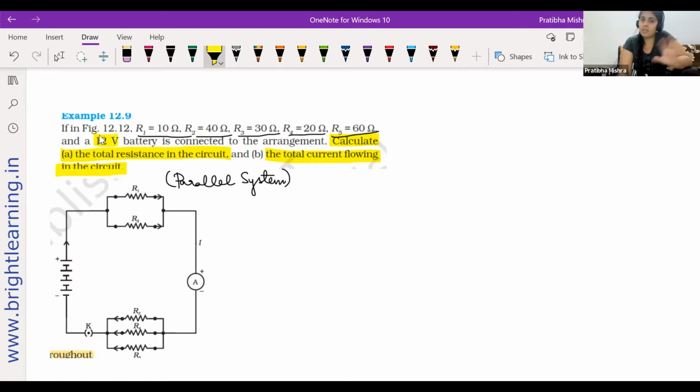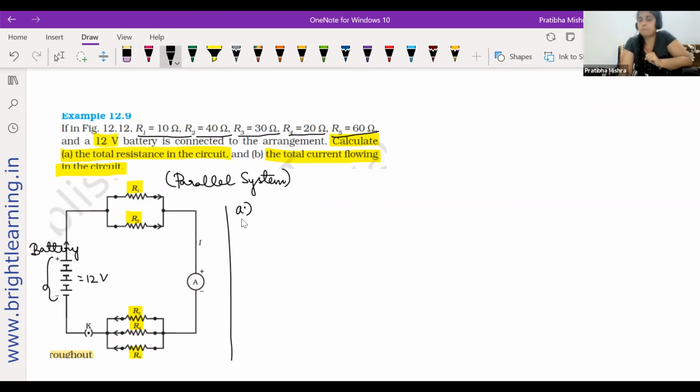12 volt. The question says, look at the given figure. These are the 5 resistors, your R1, R2, R3, R4, and R5 of five different values. They are connected to a 12 volt battery. So where's your battery? This is your battery, right? The potential difference across the positive and the negative ends of the battery is 12 volt, right? So you have to find the total resistance. How will you find it? How to start solving this?